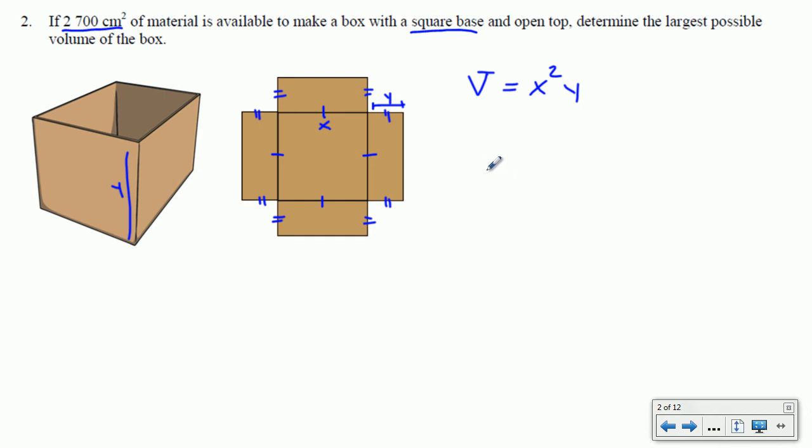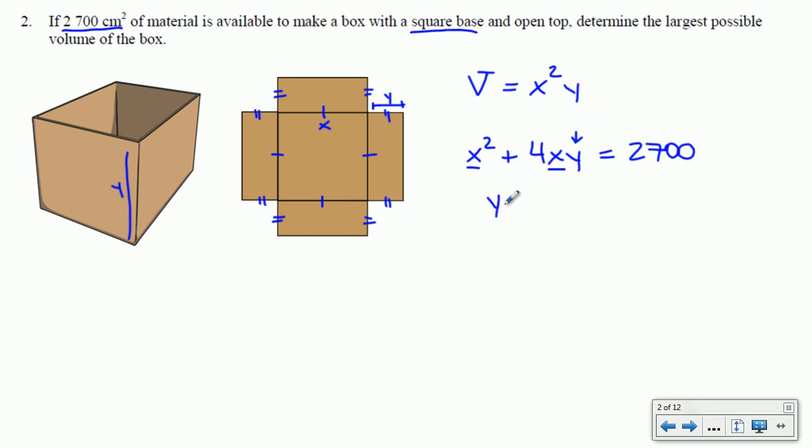So the surface area total expression will be x squared plus 4xy equals 2700. So what I might do now is, because I have an x here and an x there, that would be a little bit tricky to get on its own. But I have only one y here, so I'm going to isolate this equation for y, and then I can sub it in for y up here.